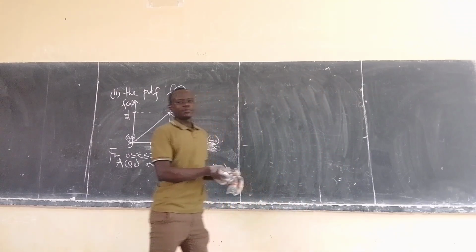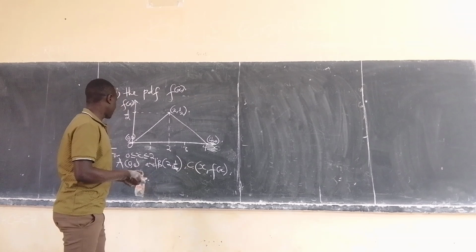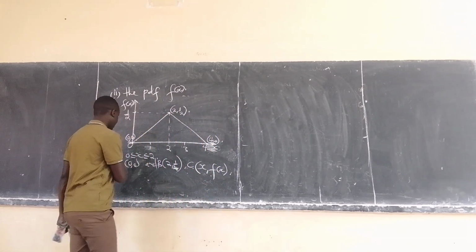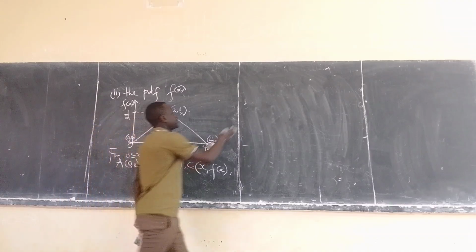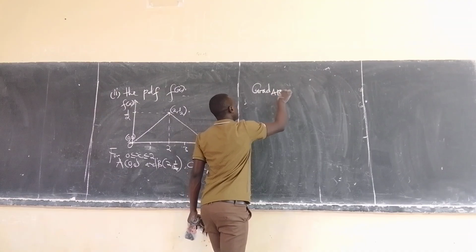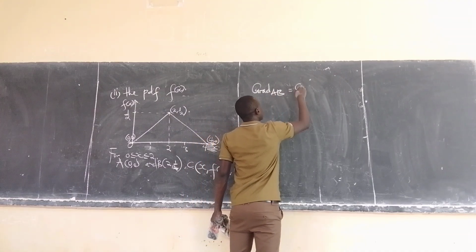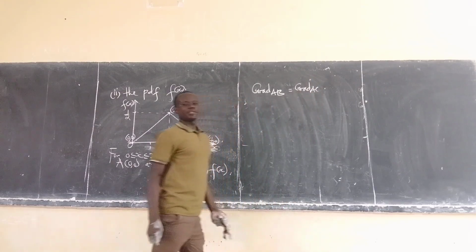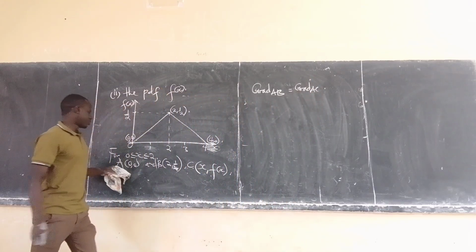Find the equation of a straight line using gradients. We have 3 points A, B, and C. So you equate the gradient of AB to the gradient of AC. You always make the first point the common one.